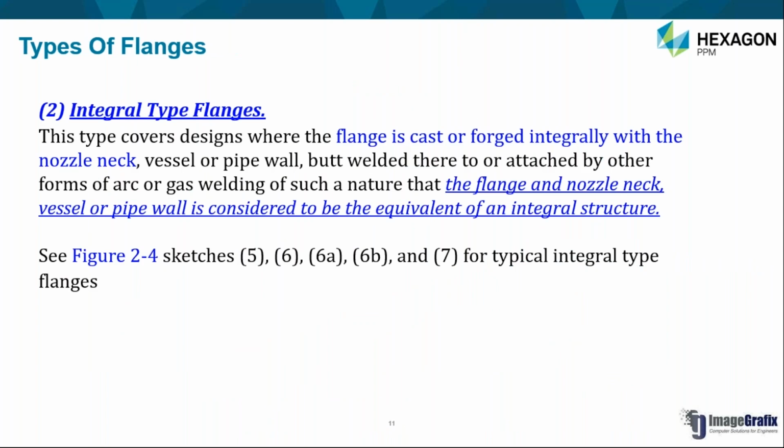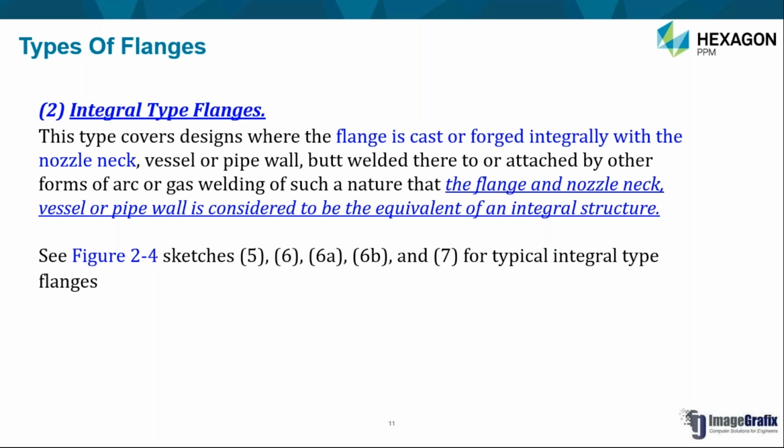Now the other type is integral. As the name suggests, it is an integral. Means what? It can be from the same forging or casting where your nozzle neck and the flange are forming a single unit. So that is an integral construction. These are basically used for higher strength or higher pressure kinds of application. But as the name suggests, it is not always an integral part. So there are some joints or welding configurations which are also mentioned in this standard.